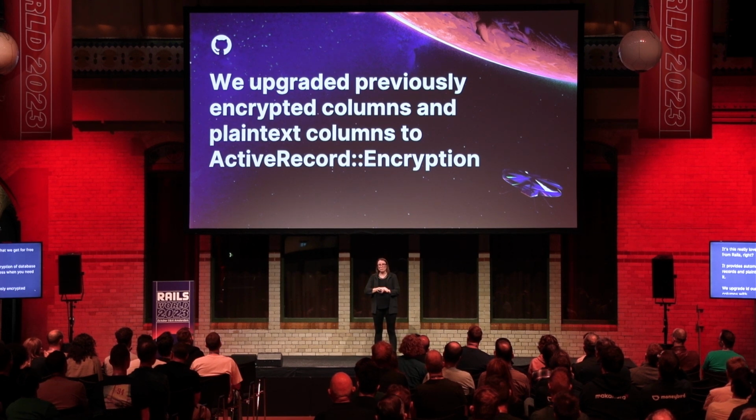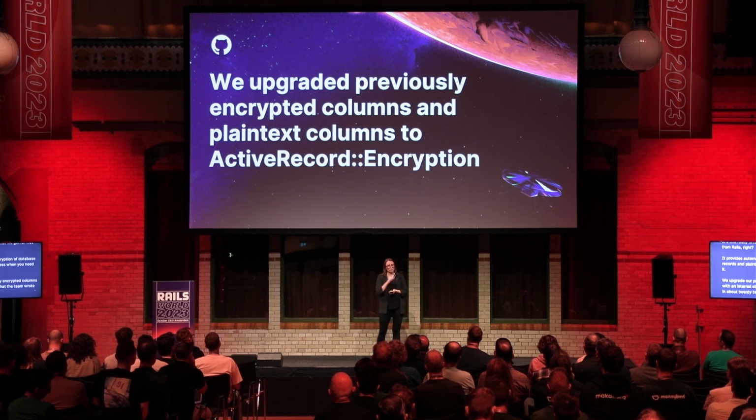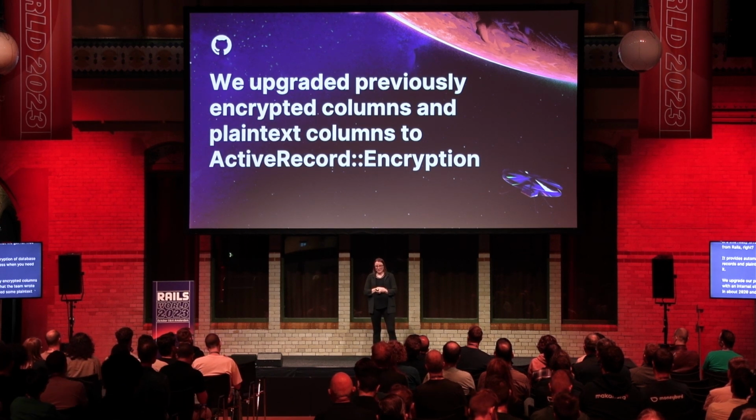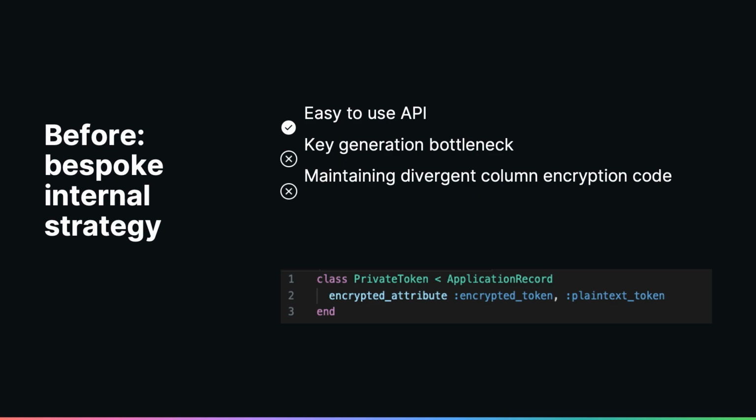We upgraded our previously encrypted columns with an internal strategy that the team wrote in about 2020, and upgraded some plaintext columns to ActiveRecord encryption. So before, we had this bespoke internal strategy, which was a very easy to use API. If you look at it, it looks very similar to ActiveRecord encryption, right?